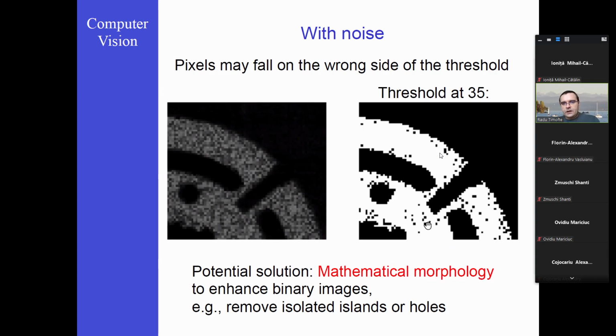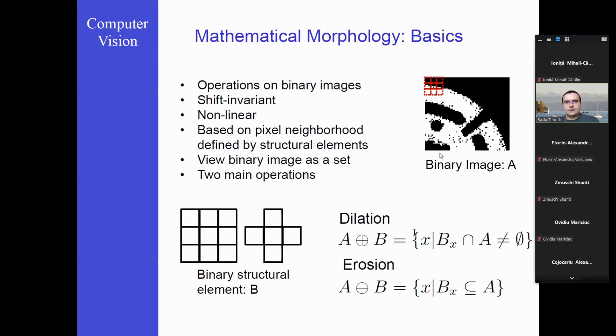So our aim is to remove this kind of isolated islands or holes in the result of the segmentation. Given a binary image A, like here, and we have a binary structural element that is defined like this. Basically it's defined like a mask, let's say centered on some pixel, the middle one, and then we are just marking the other pixels that are taken into consideration by this binary structural element B.